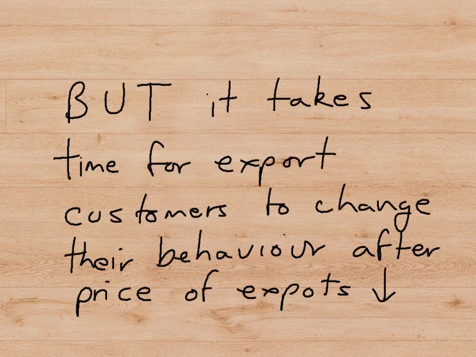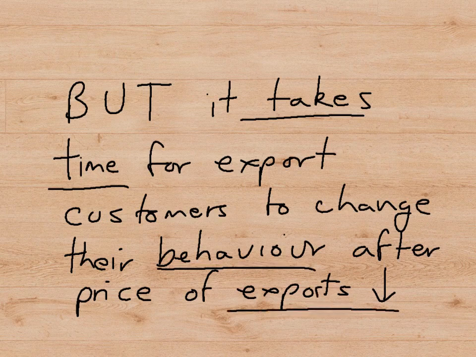However, it takes time for this to happen. It takes time for export customers to change their behavior after the price of UK exports falls. And it is this time lag that explains the J-curve.